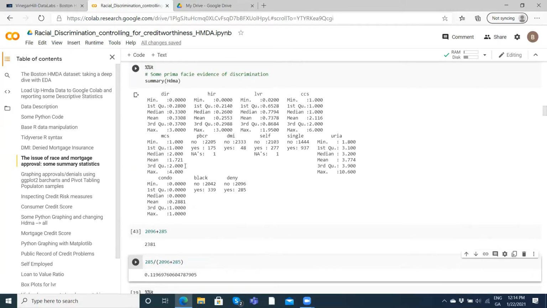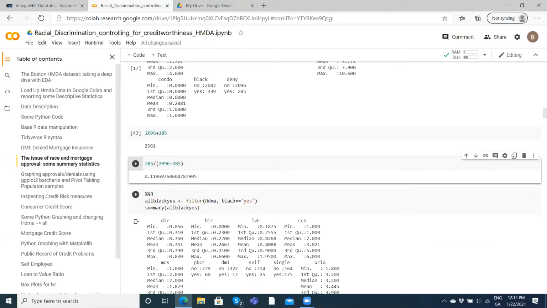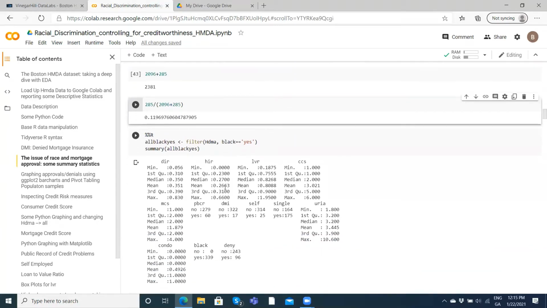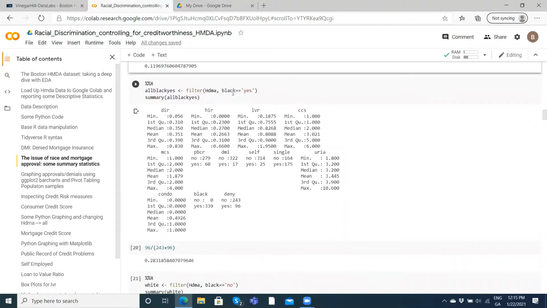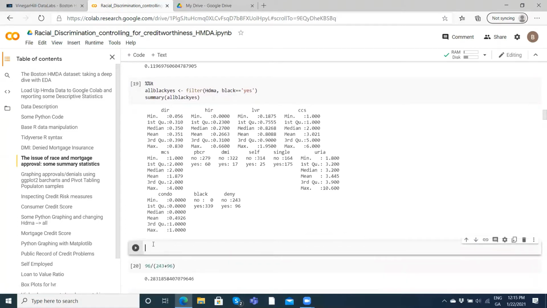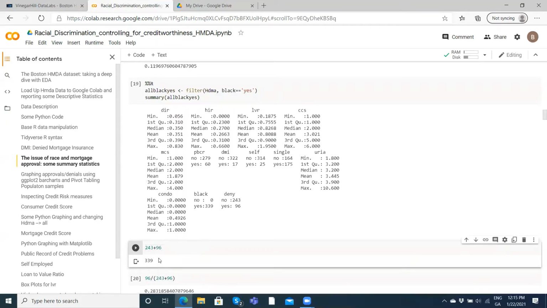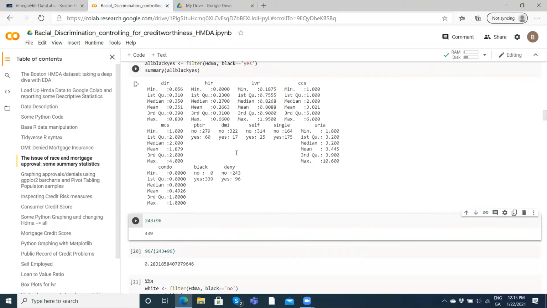If we take our data set and filter it just for the minority groups, African Americans and Latinos, who are recorded here as Black in the data set, and look at how many are in the minority population, it's just the sum of the two. So it's 243 plus 96, which I think is 339 in that category. Out of the total population, 339 belong to the minority. When we consider the proportions who were rejected, 96 out of that 339 were rejected. That's a rejection rate of 28%.